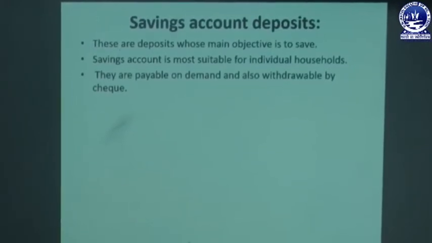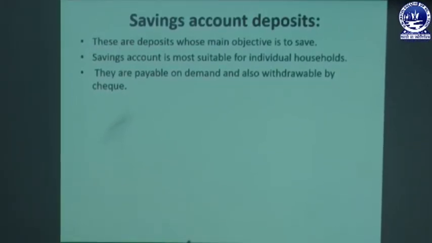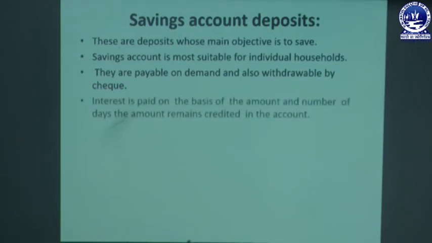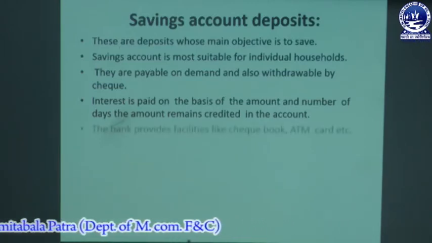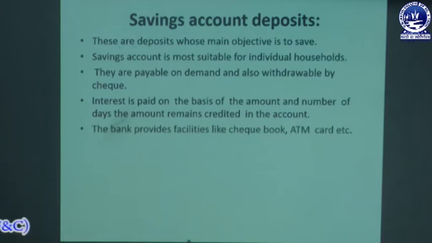That is actually this type of account, the savings deposits, and this is in general for every household, and almost all households have this type of account. In it you are allowed to deposit money with the commercial banks, and it is payable on demand and also withdrawable by check, and interest is paid on the basis of the amount and number of days the amount remains credited in the account. And the bank provides facilities like checkbook, ATM card, etc.